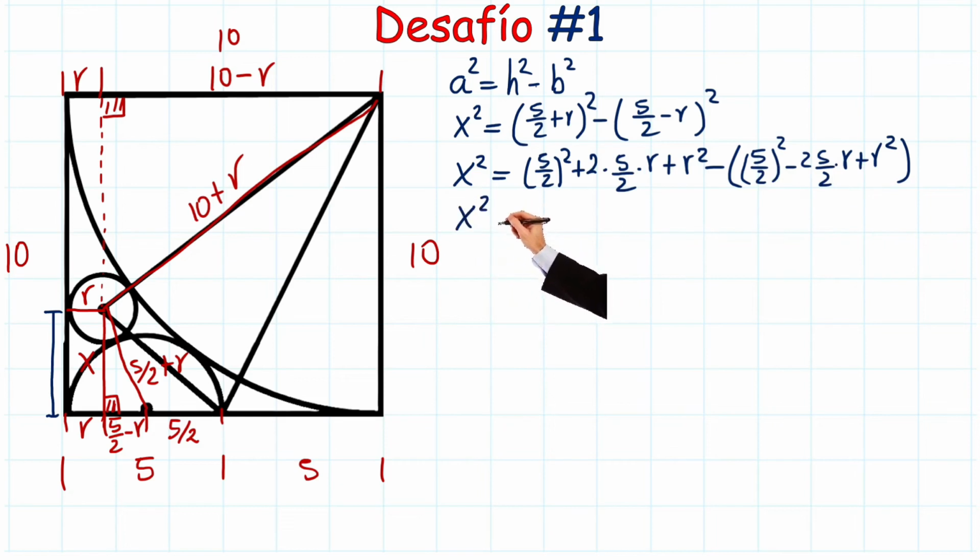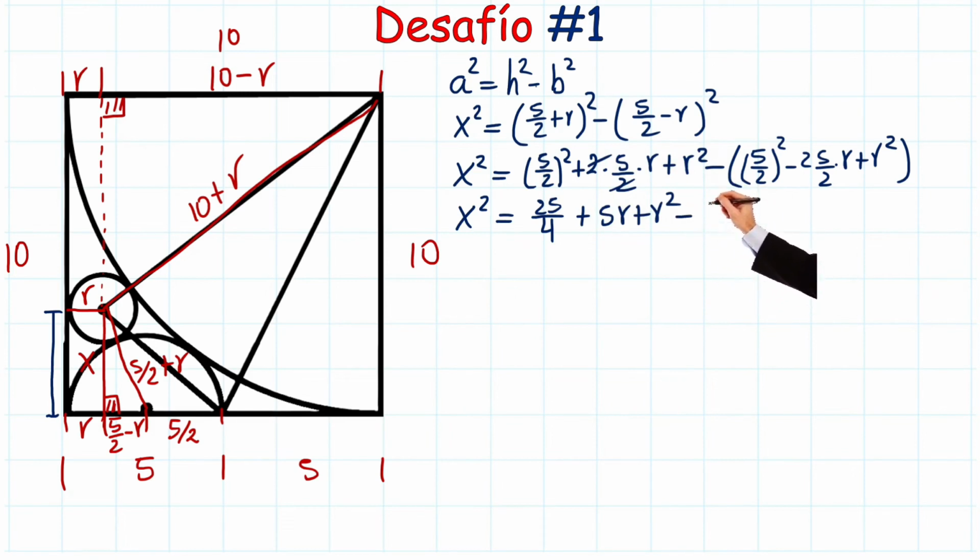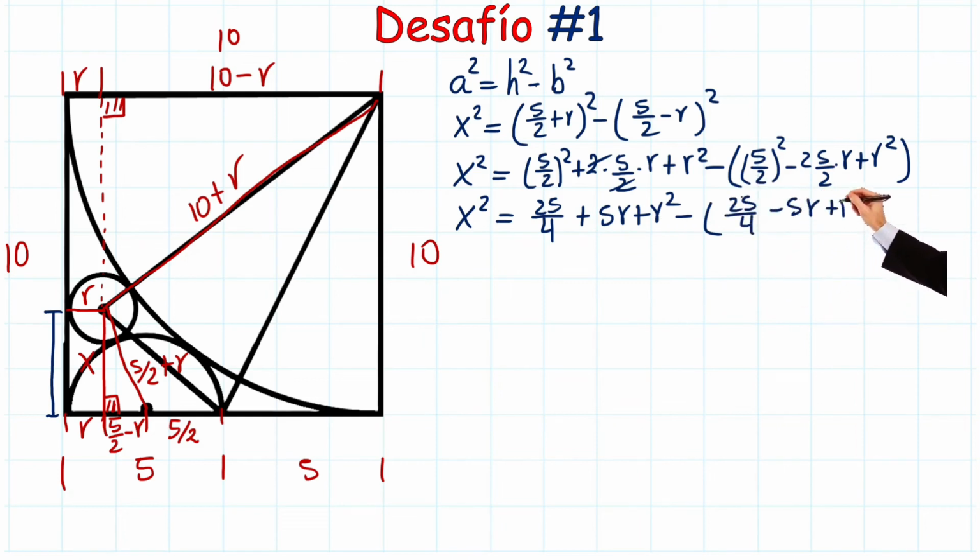Then we have x squared is going to be equal to 5 squared, which is 25, and 2 squared is 4, 25 quarters. Plus, we simplify the 2 with the 2, and it becomes 5r. Plus r squared over here leaves us with the same as we have here, but with minus in the middle: 25 quarters, minus 5r and plus r squared.